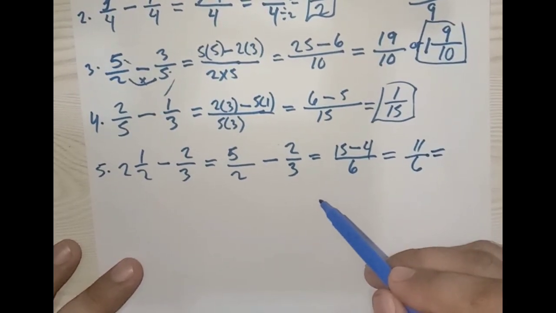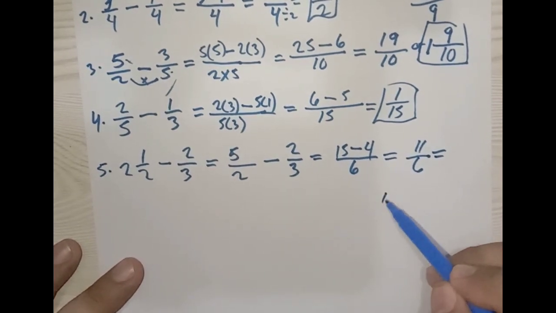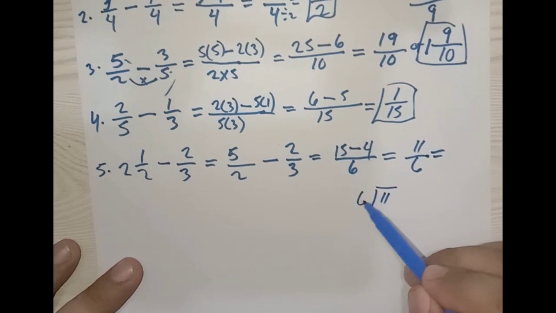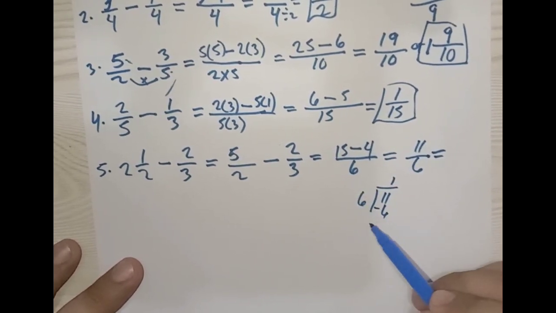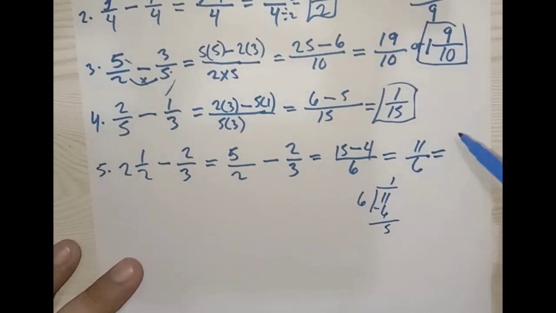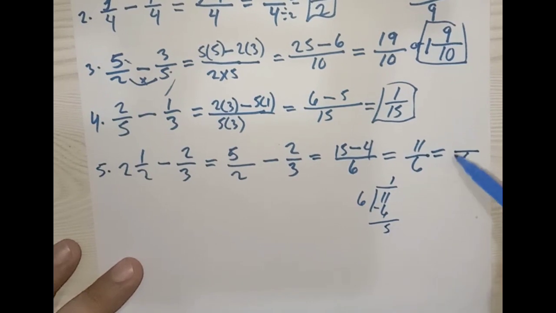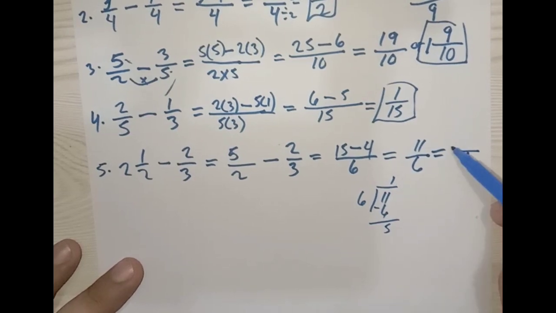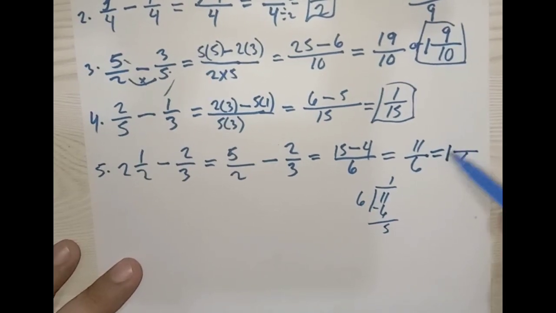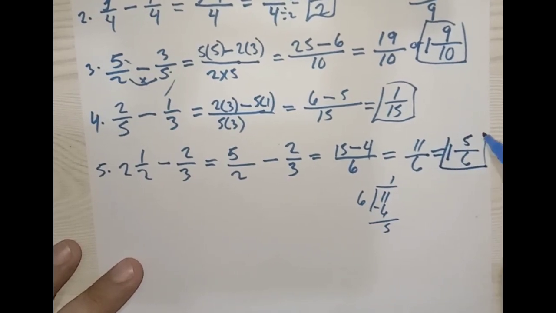So, ganito. 11 divide 6. So, 1. 11 minus 6 is 5. So, copy the denominator 6 and then itong whole number natin ilagay natin sa gilid, and then itong 5 dito sa taas. So, this is our final answer.